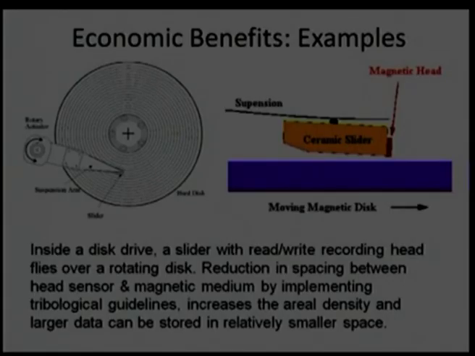What is the advantage of reducing the gap between this magnetic head and a magnetic medium? It can be elaborated through this mechanism. If the distance between the head and the disk is lower, then the signal to noise ratio will be very high. If the head is very close, data can be directly picked up. If the head is slightly away, there is a possibility of external or other data getting captured by the head. So, signal to noise ratio will reduce.